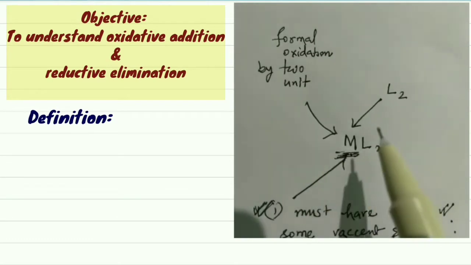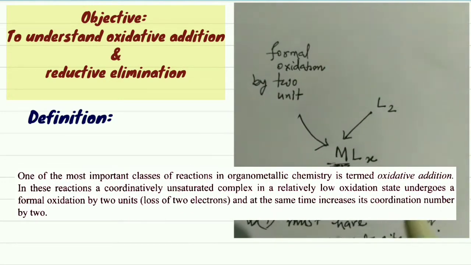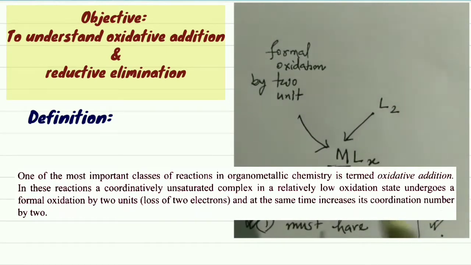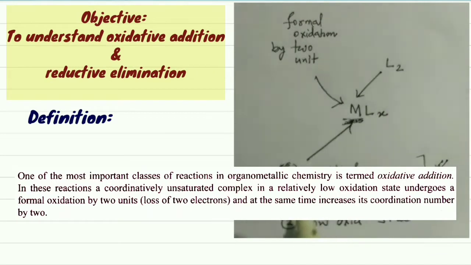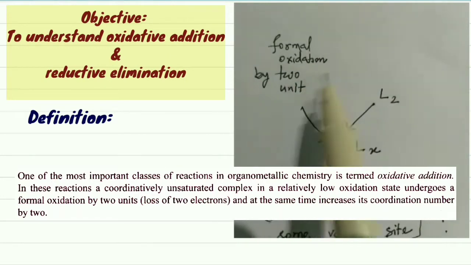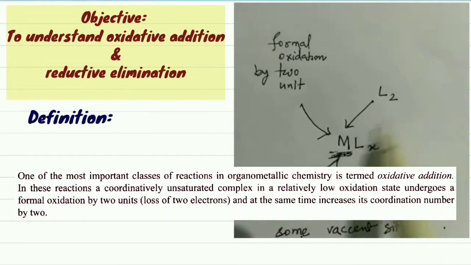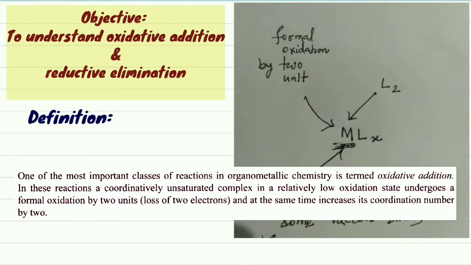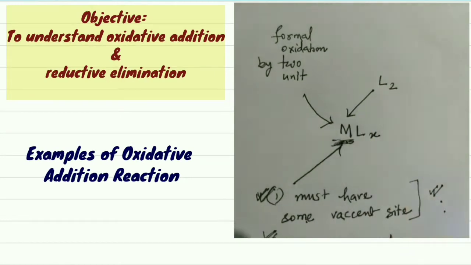The definition of the oxidative addition reaction is given in your book, and it is written like this: the oxidative addition reaction is a reaction in which a coordinatively unsaturated complex in a relatively low oxidation state undergoes a formal oxidation by 2 units, that is the loss of 2 electrons, and at the same time increases its coordination number, that means number of bonds, by 2. Hope you understand the definition. Now we're going to discuss some examples of oxidative addition reactions.